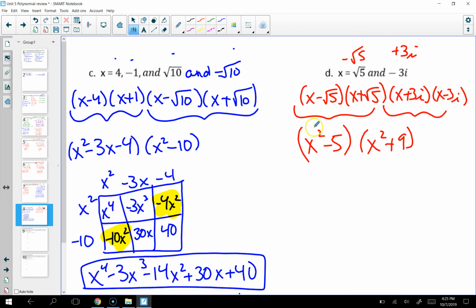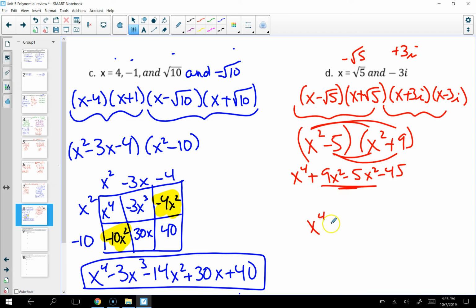And now we're going to multiply these together. So I'm going to multiply x squared to both of them to get x to the power of 4 plus 9x squared. Then down here with negative 5, minus 5x squared minus 45. Combine these middle like terms. We're going to have x to the 4th plus 4x squared minus 45. Right, and again, we had 1, 2, 3, 4 different roots to start with, so that's why we have a degree of 4 in the end.